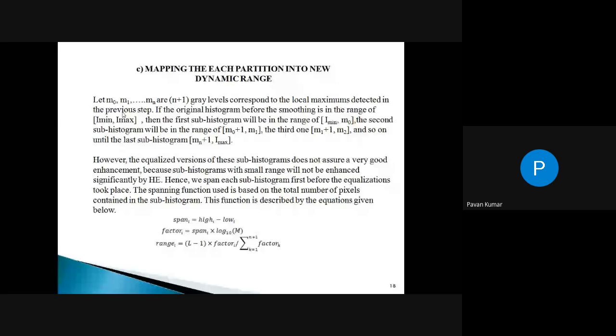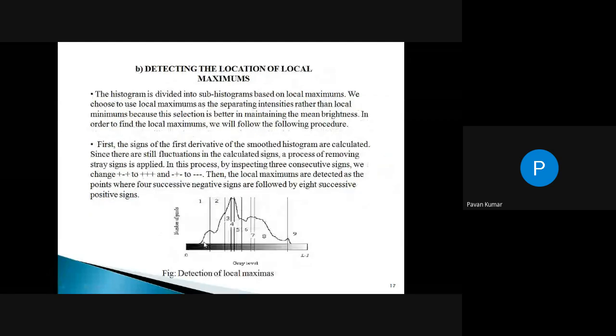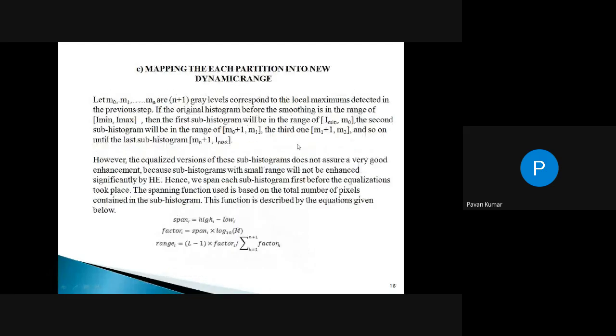Let M0, M1, up to Mn be the n plus 1 gray levels corresponding to the local maxima. So the first sub-histogram ranges from I minimum to M0. What do you mean by this? For example, this level I took as 50 and this level as 100. So first, 0 to 50 is one bin. Next, 51 to 100 is the second bin. Next, 101 to 150, and so on. Here, M0 is the first maxima intensity value. Similarly, we can take the remaining ones like this.